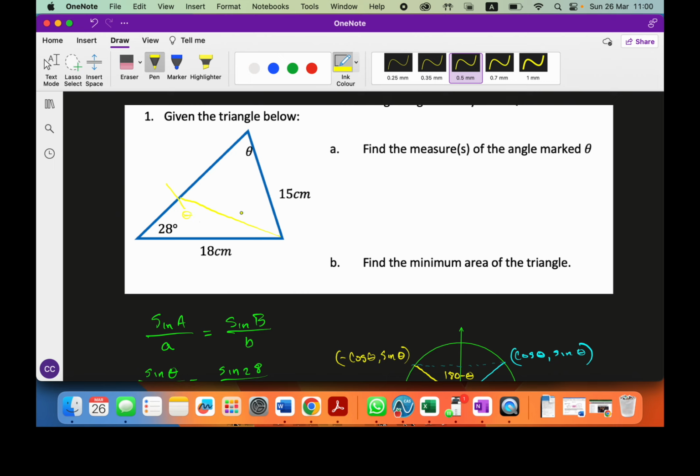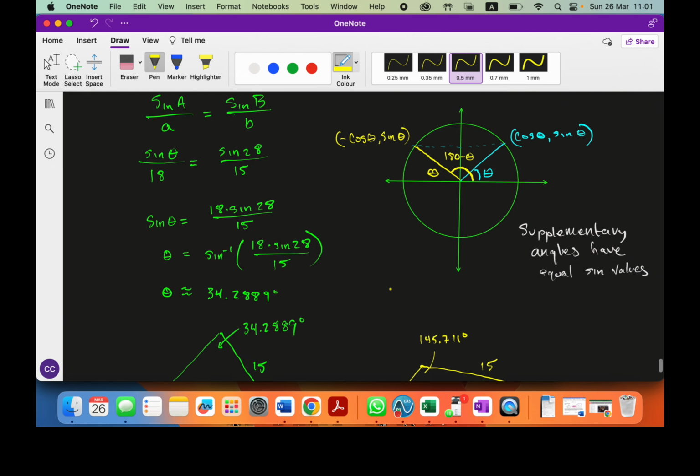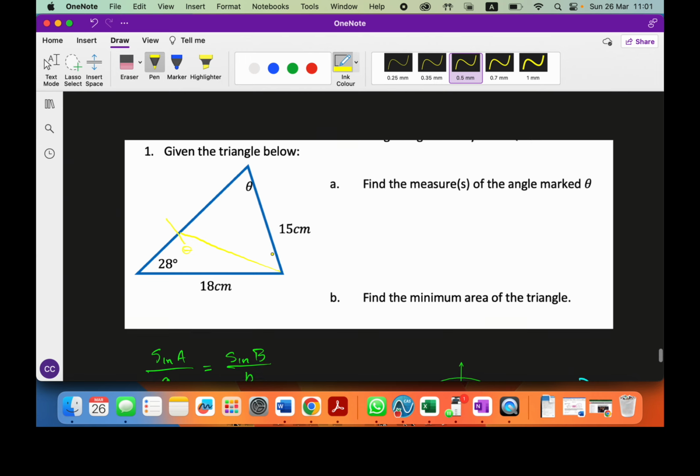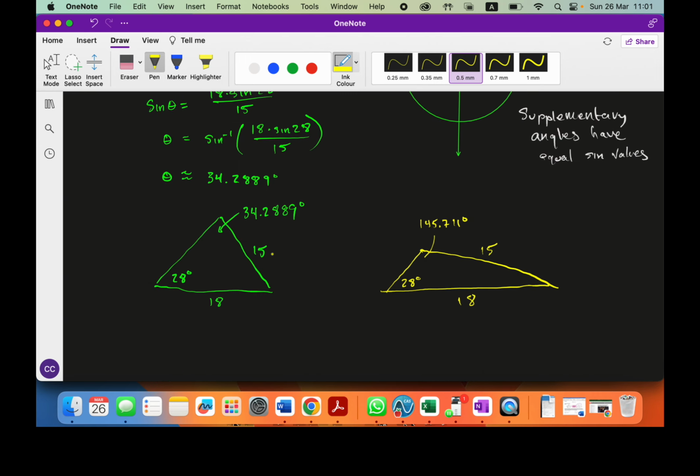And this 15 is the same, it's just that because of this nature of the unit circle and the fact that the sine values are the same, what we end up with is two possible triangles. So my answer for part A are those two values. And then it asks us to find the minimum area of the triangle.